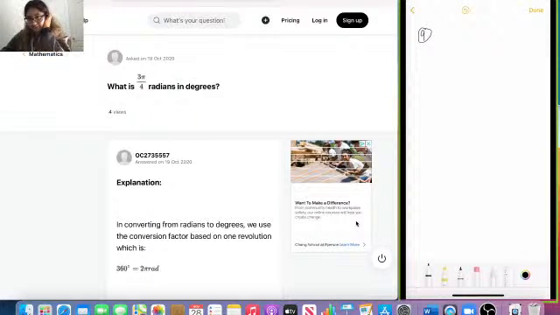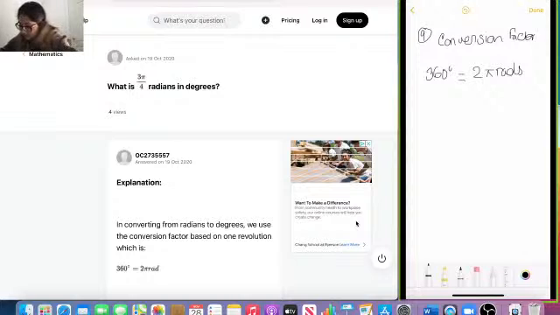Okay, so our next question says, what is 3 pi over 4 radians in degrees? Okay, so now we have to convert these radians into degrees. So the conversion factor for this is basically 360 degrees is equal to 2 pi radians. Okay, so now we have to convert 3 pi over 4 radians into degrees. So what we do here is 3 pi over 4 radians times 360 degrees over 2 pi radians.